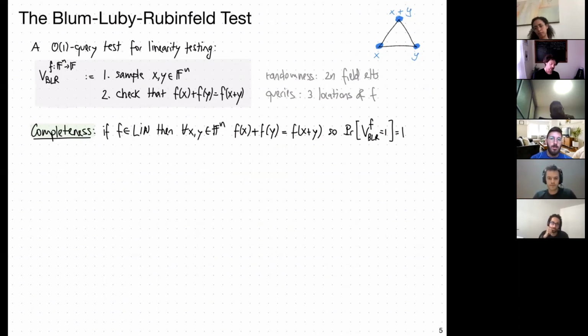Okay, so we have this test, and now we want to analyze it. So first of all, completeness, and that's going to be a trend. Completeness is completely trivial. What do I mean by completeness is trivial? If a function is linear, then for every pair of x and y, we'll have that f of x plus f of y is equal to f of x plus y.